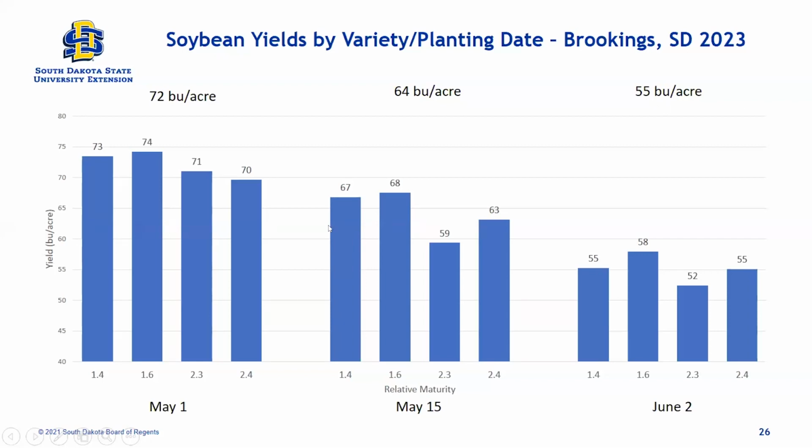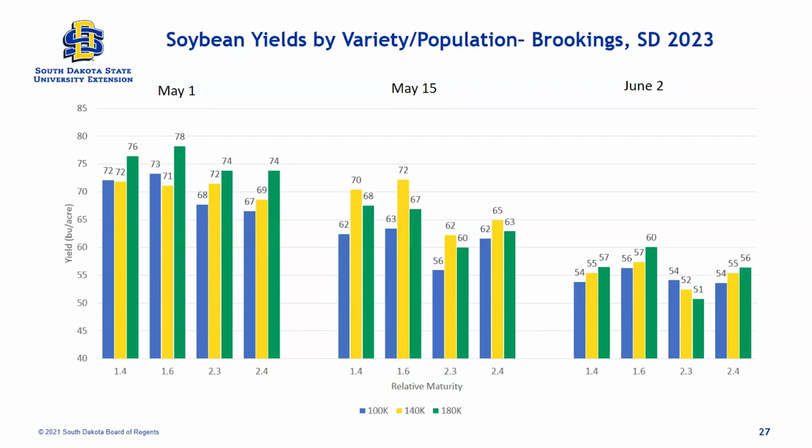So here's May 1st, and the maturity groups were 1.4, 1.6, 2.3, and 2.4, and the same maturity group beans were tested in the other planting dates as well. And this is Brookings 2023. Those maturity group soybeans, or varieties, were split into 3 different planting populations. You can see the blue ones for 100, 140, and then 180.